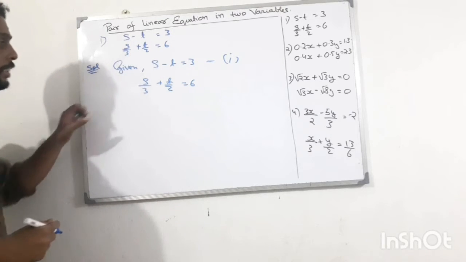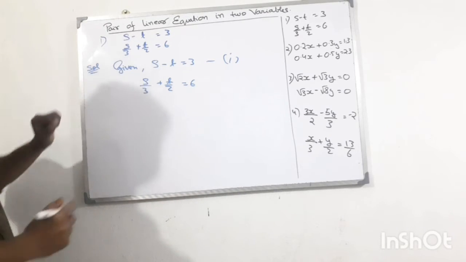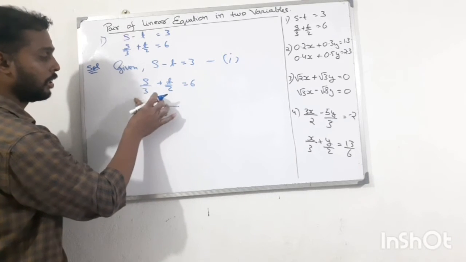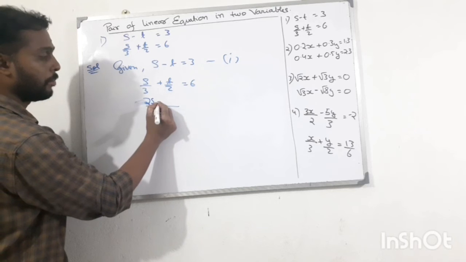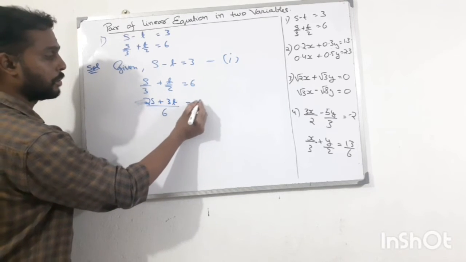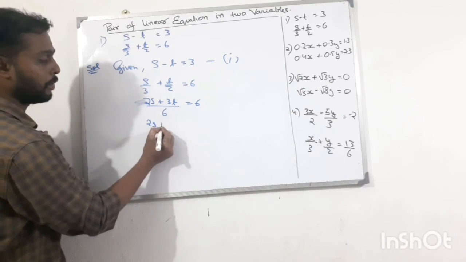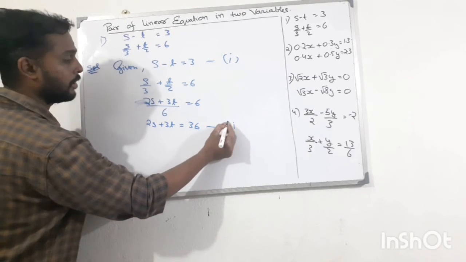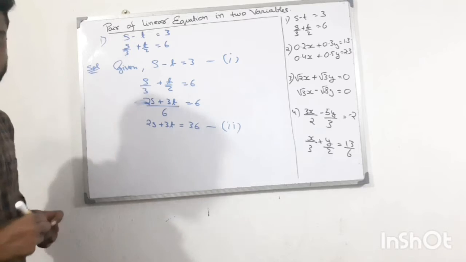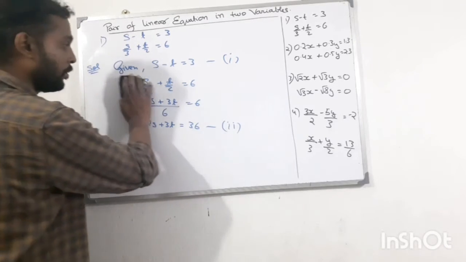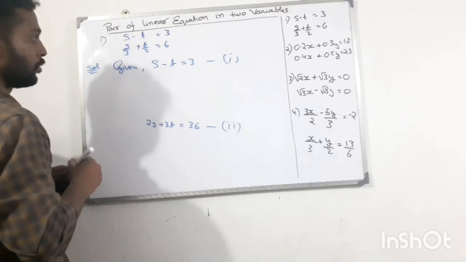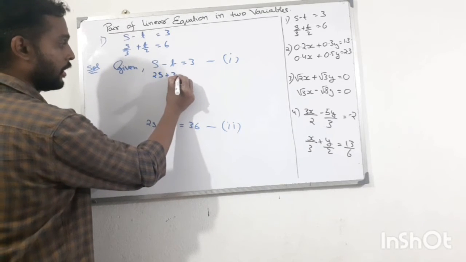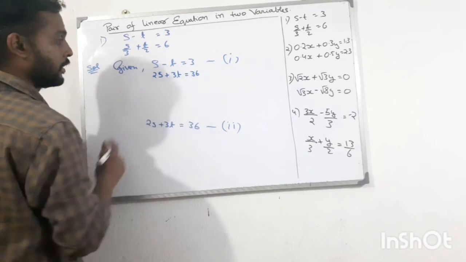So we are going to change this equation into this form. So how can we change? We take LCM 6, so this becomes 2s plus 3t is equal to 36. So this is our equation 2. So we can write this equation like this: 2s plus 3t equal to 36.